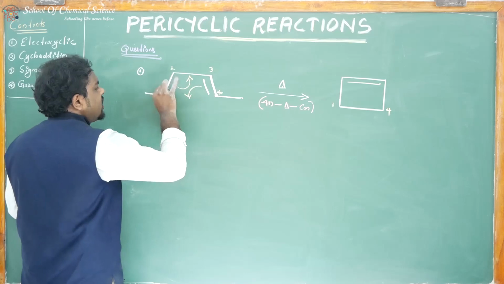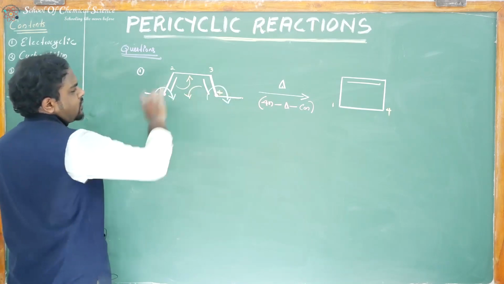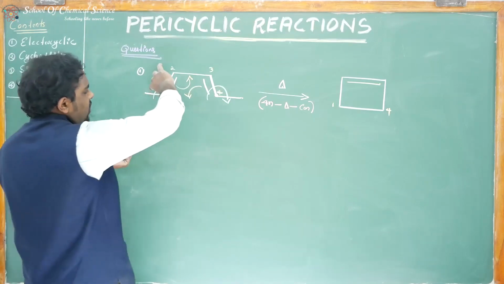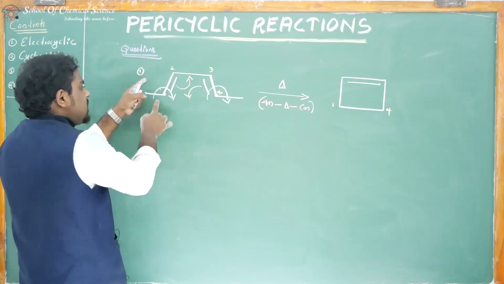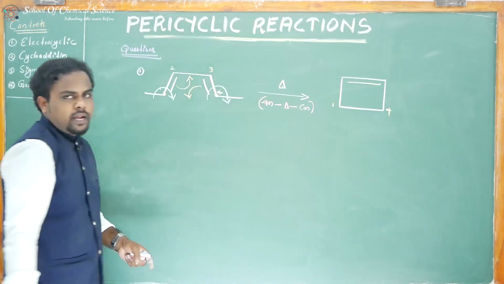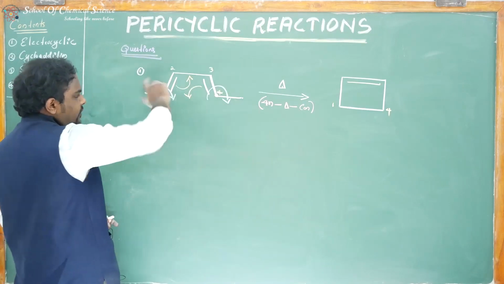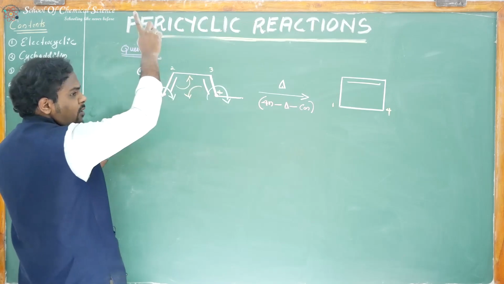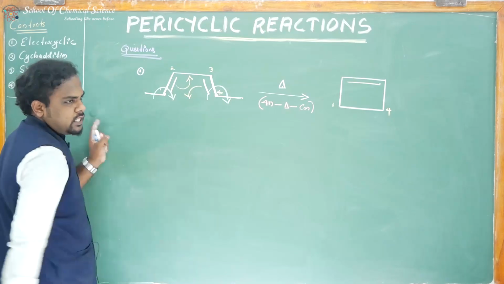So I am rotating the first carbon clockwise, and the fourth carbon also clockwise. After rotation, this CH3 is above the plane, and after rotation, this CH3 is below the plane. Clear? I am performing conrotation. So both are opposite.